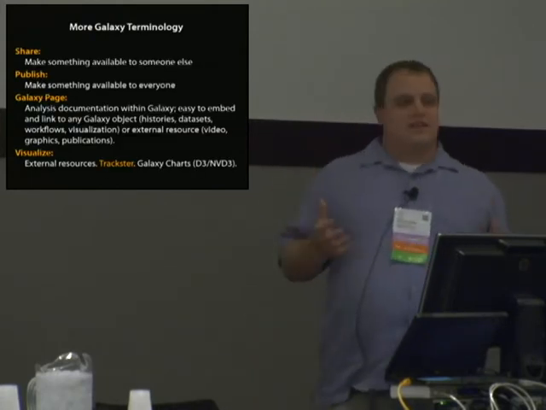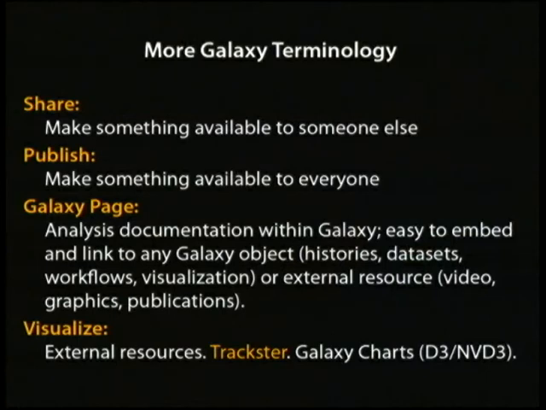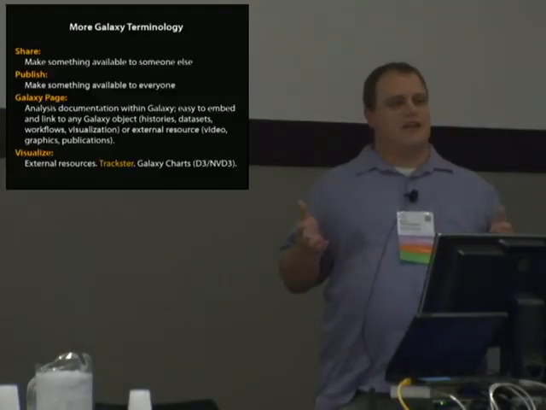When we talk about sharing something in Galaxy, this means that you've made it available to another individual directly, either by sharing directly to their email address or getting a link that you can copy and paste into emails or post someplace else. If you publish something in Galaxy, this puts it into published pages or published workflows or published histories, and so anyone that visits that Galaxy site can go and view the list of these published materials. A Galaxy page is actually an analysis document within Galaxy. It's a what-you-see-is-what-you-get editor. You're able to seamlessly embed Galaxy objects.